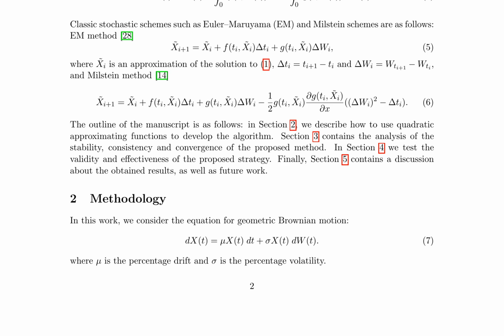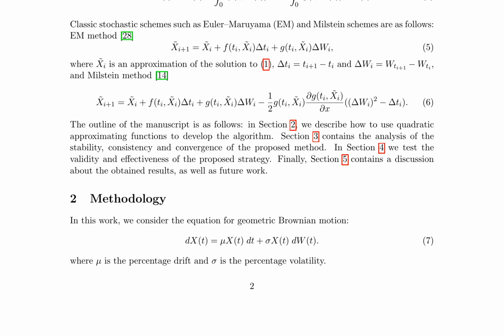The authors also introduce the equation for geometric Brownian motion (7), a special case of the SDE, where the drift and volatility terms are proportional to the current state x(t). This equation is used as a test case to demonstrate the proposed algorithm. Equations 1 and 4 define the SDE and its solution, respectively.